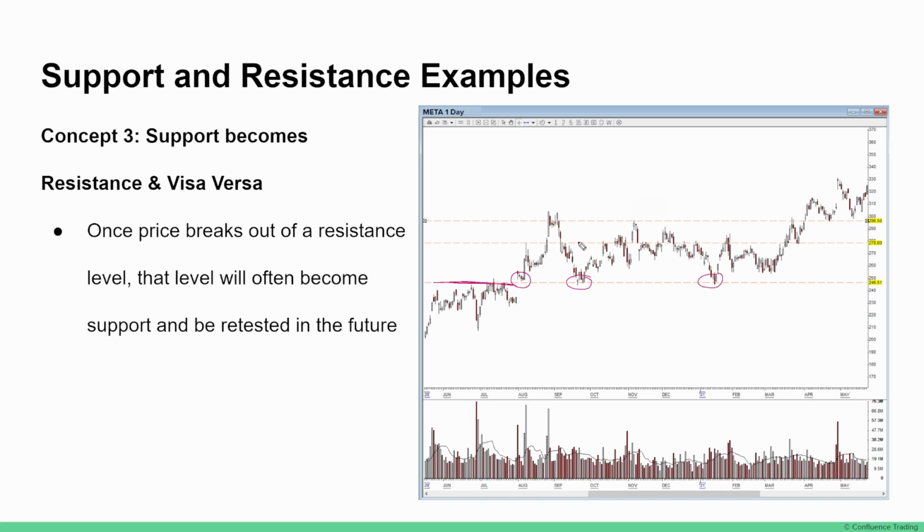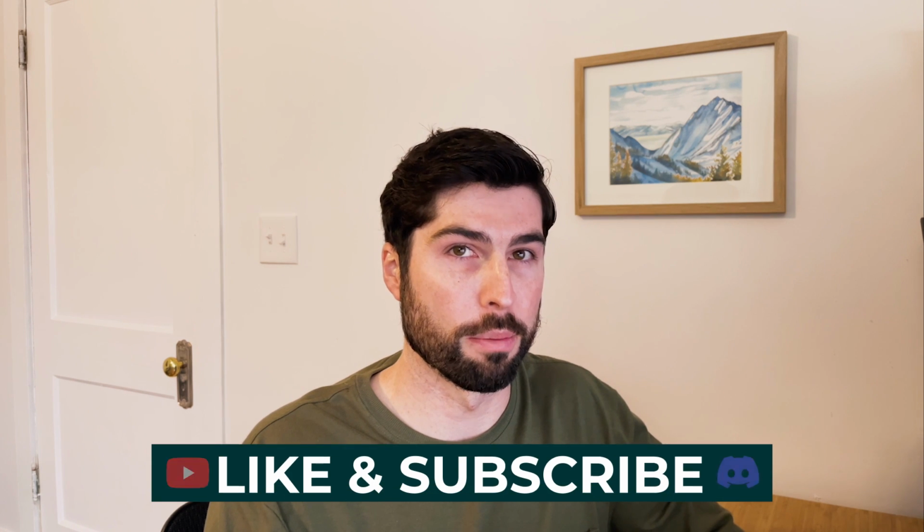The same exact thing happens again here. This level was tested, tested, tested. It was then broken through, retested, now resistance has become support, and then you moved higher. So very visual, very easy concept to understand, but an extremely important one to remember as you're trading. So that brings us to the end of our lesson on reading and interpreting price action.